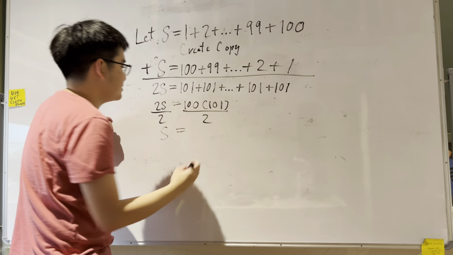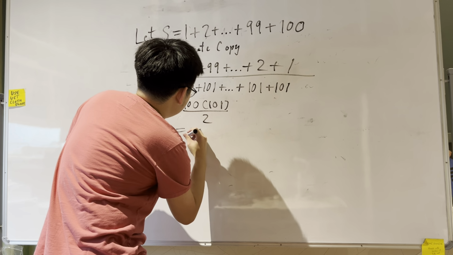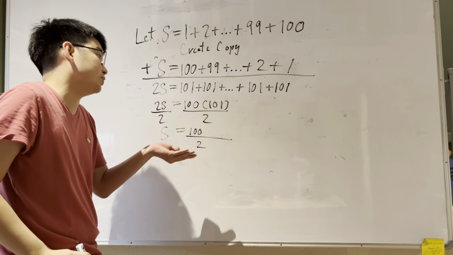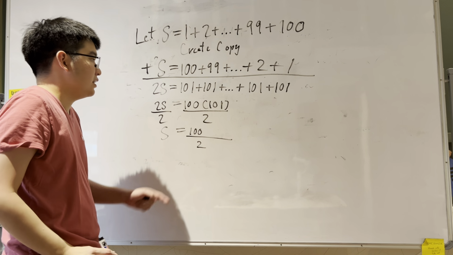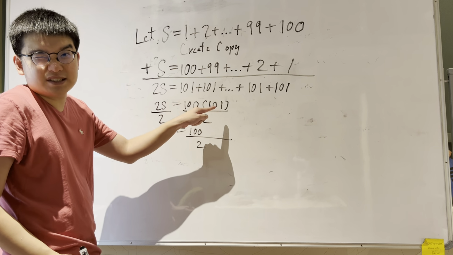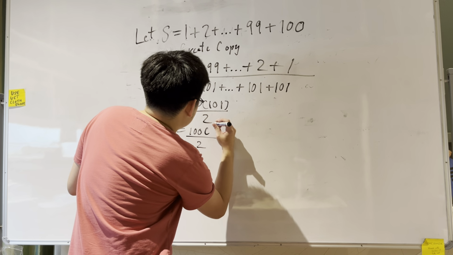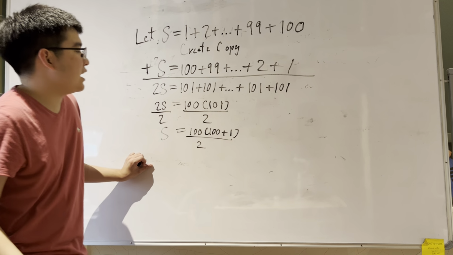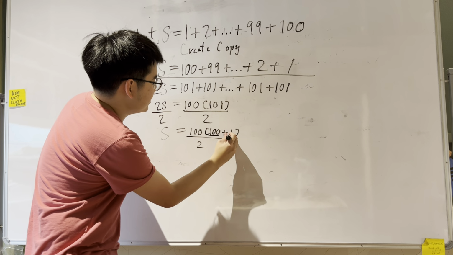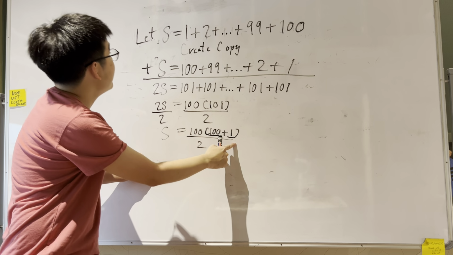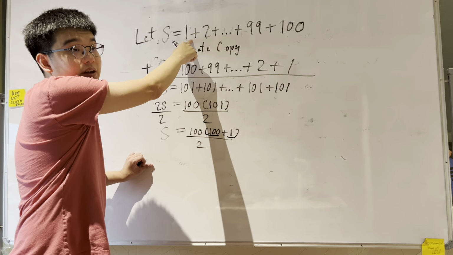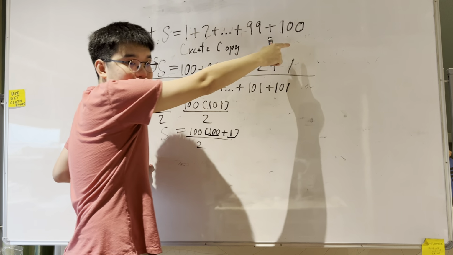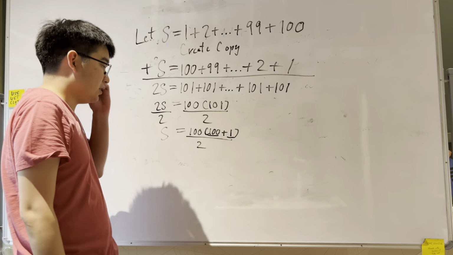So we get S is 100 times 101 divided by 2. And now we're really not going to care about the answer of this result, although you can compute it if you want. But I'm going to express this 101 in a slightly trickier way: 100 plus 1. And the reason I did this is I would like to emphasize these two terms, because this 1 here is the first term in this list of summands. 100 is the last term in this list of summands as well.